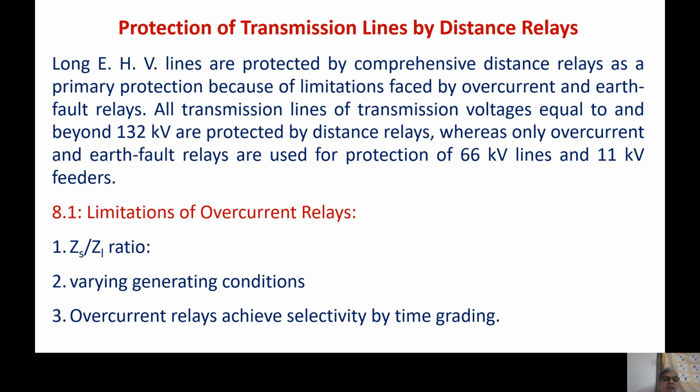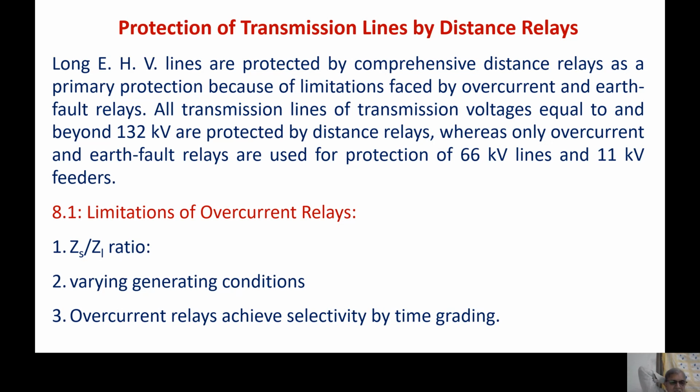The second problem with overcurrent relays is varying generating conditions. At night, the load is less, therefore the number of generators required is less. And when the number of generators is less, the fault current is less. So the fault current at night time, that means with the minimum number of generators connected, will be less, and the fault current with the maximum number of generators connected during daytime will be higher.